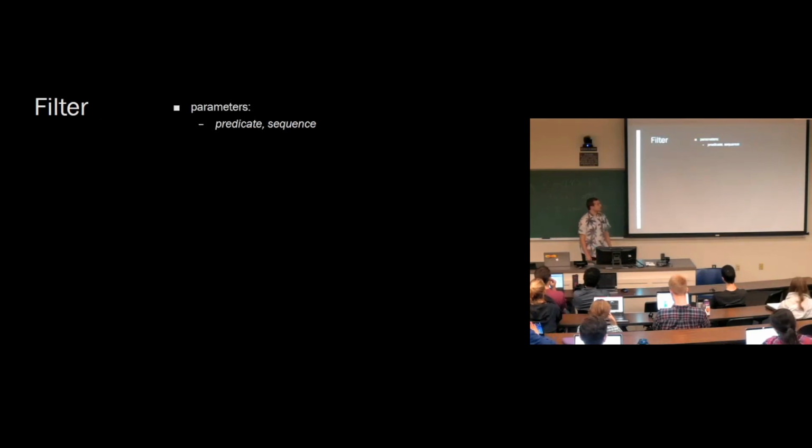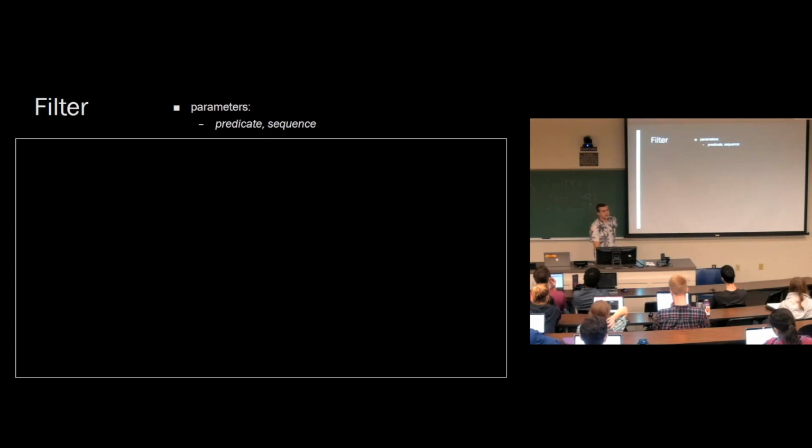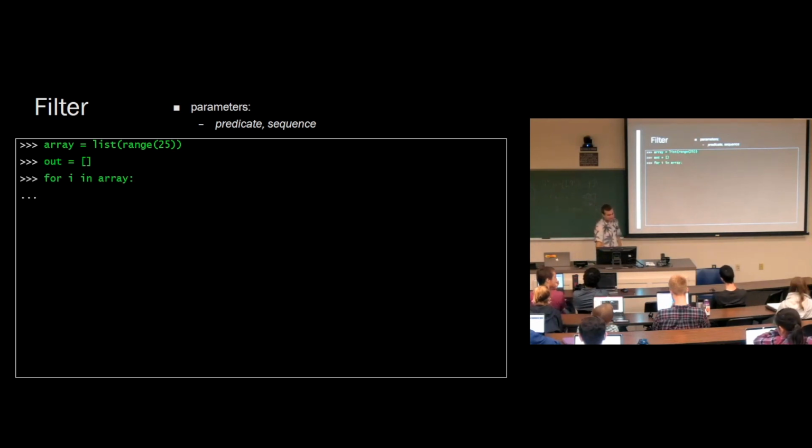Filter is another classic functional function. It takes in a predicate and a sequence. It's very similar to map, but where map took every element and called some function on it, resulting in some other element, filter instead takes every element, checks the predicate of that element, and then if it's true, passes it on. It's a filter.